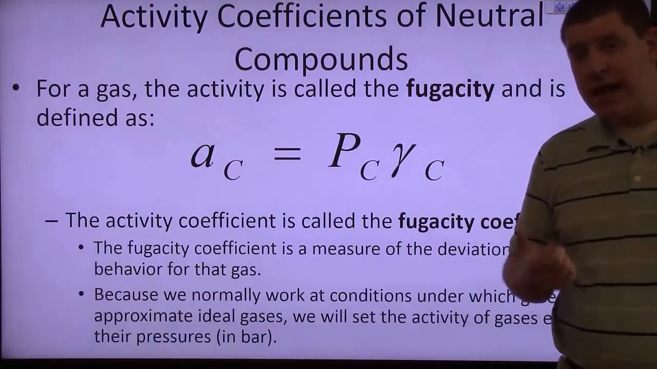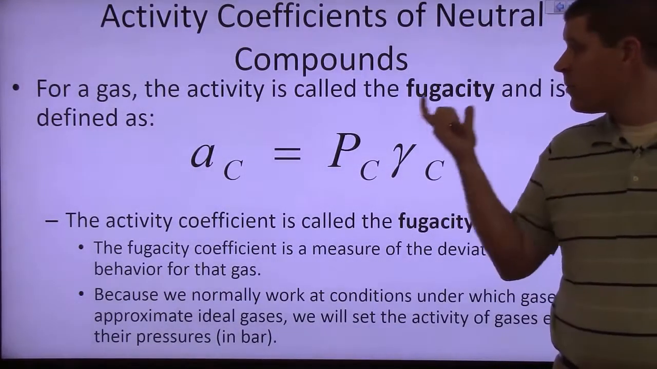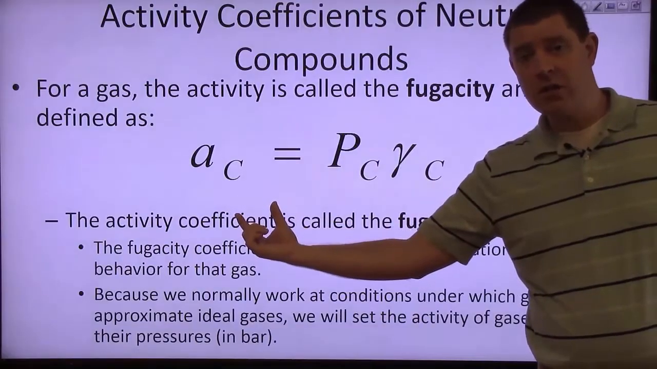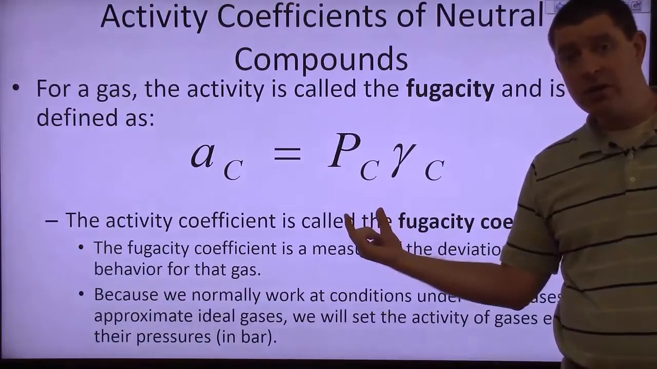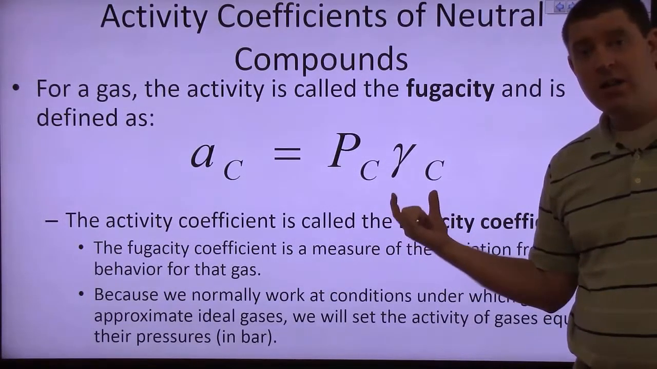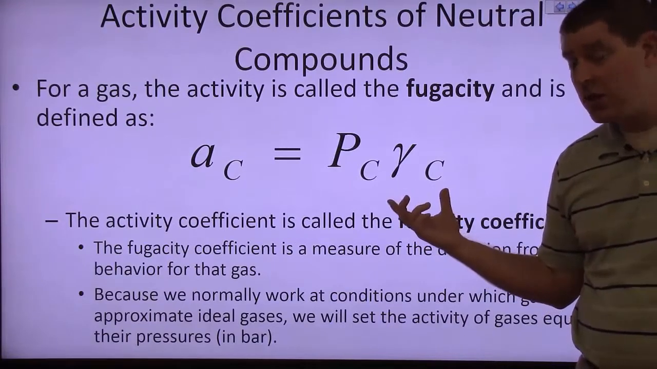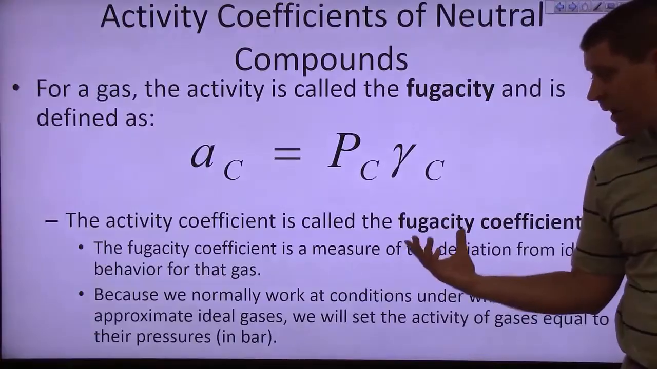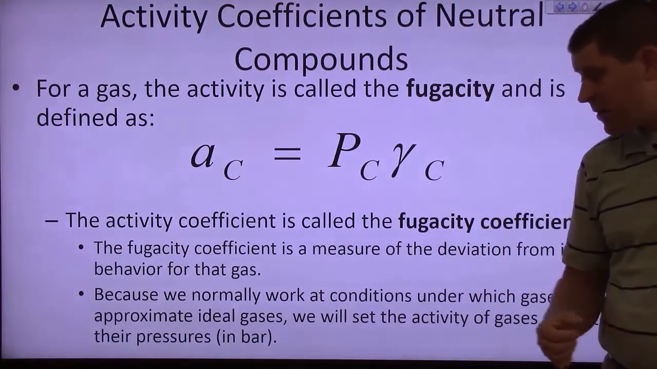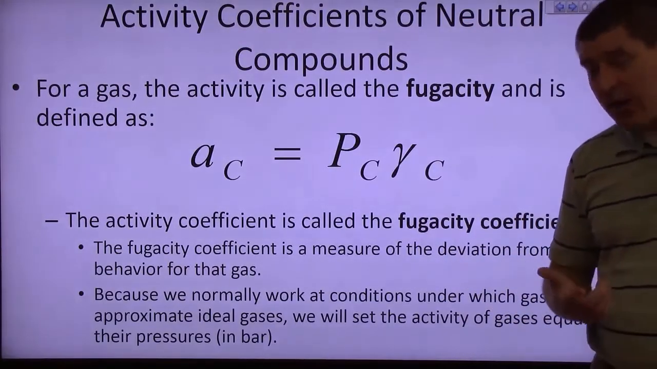Now in the case of a gas, we're not going to use the term activity, we're instead going to use the term fugacity, which is defined like this. The fugacity of species C is equal to the partial pressure of species C times gamma of C, which gamma here now is not the activity coefficient, but it's now the fugacity coefficient of species C. So again, the activity coefficient for a gas is called the fugacity coefficient, and that fugacity coefficient is a measure of the deviation from ideal gas behavior for that gas.